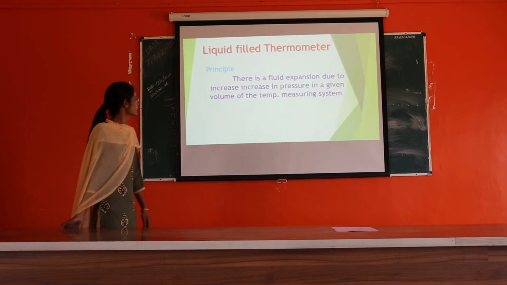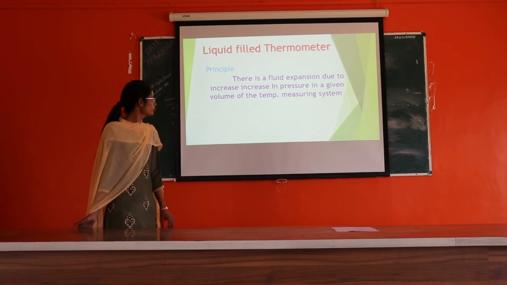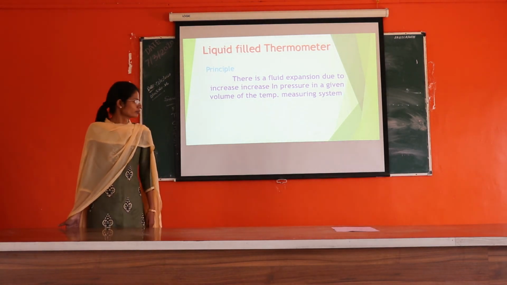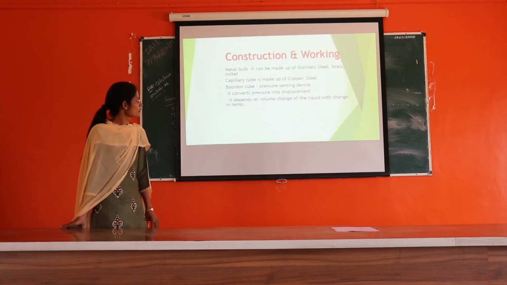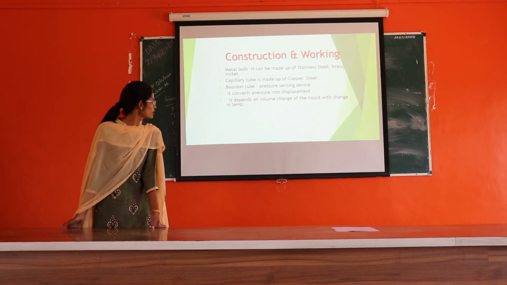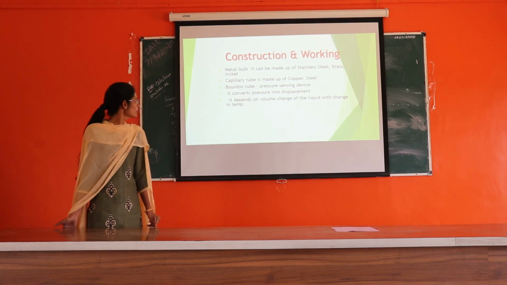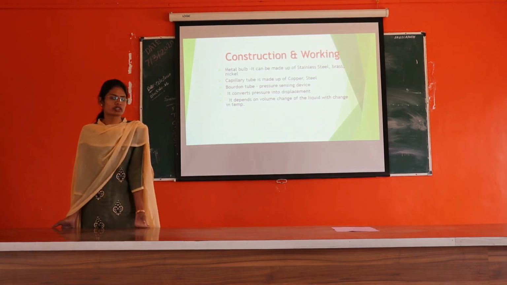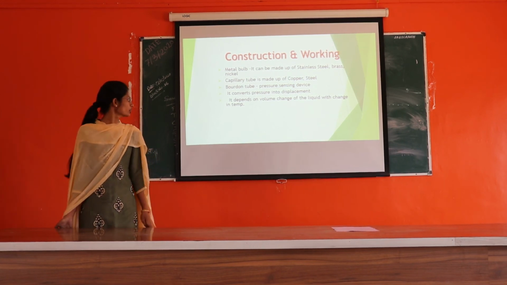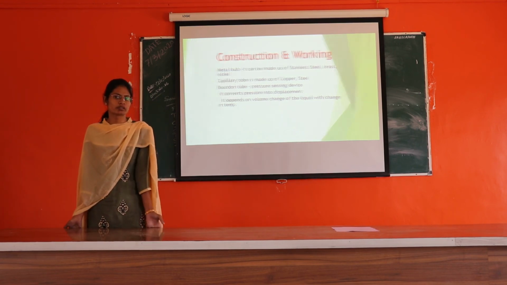Next, liquid filled thermometer. Principle: there is a fluid expansion due to increase in pressure in a given volume of the temperature measuring system. Next, construction and working. Metal bulb. It can be made up of stainless steel, brass and nickel. Capillary tube is made up of copper and steel respectively. Then Bourdon tube is used as pressure sensing device. Then it converts pressure into displacement. Next, it depends on volume change of the liquid with change in temperature.